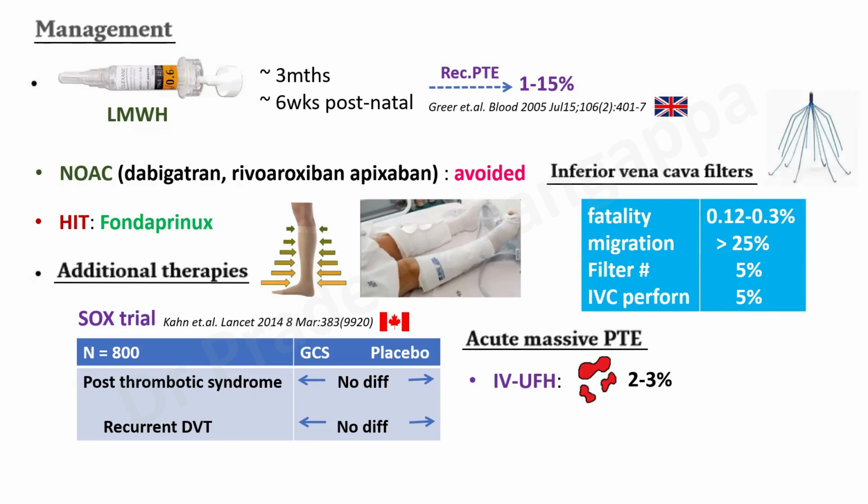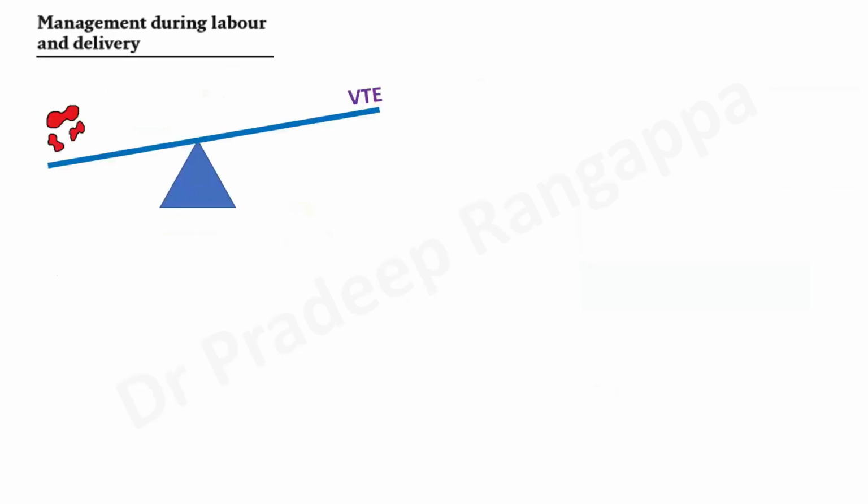And when there is acute massive pulmonary thromboembolism, IV unfractionated heparin can be used. The risk of bleeding with this is around 2 to 3%.